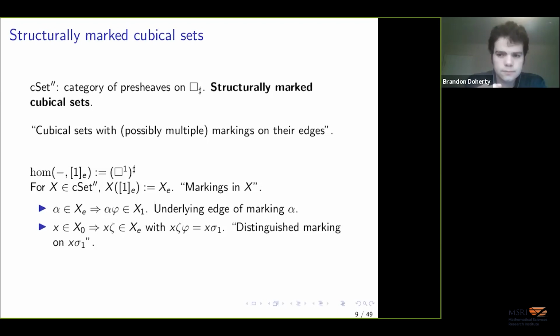And so these two new maps in box 1 sharp give us structure maps of structurally marked cubical sets. What phi does is, if you have a given marking, a given element of x sub e, then you can apply phi to that to get an edge of x, which we think of as the underlying edge of that marking, the edge which it's a marking on. And zeta gives us a map that takes a vertex of a structurally marked cubical set and gives us a marking, so it goes from x0 to xe. And that identity which we imposed, that phi followed by zeta is the degeneracy sigma 1, tells you that this distinguished marking that we get from any vertex is a marking on its degenerate edge. So every degenerate edge in particular has this one distinguished marking.